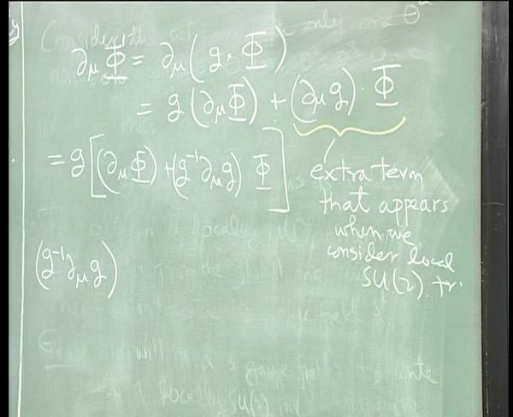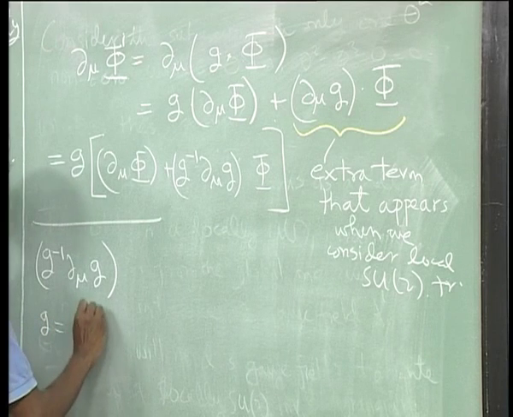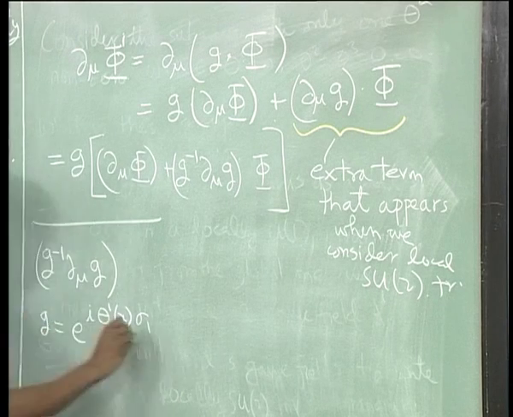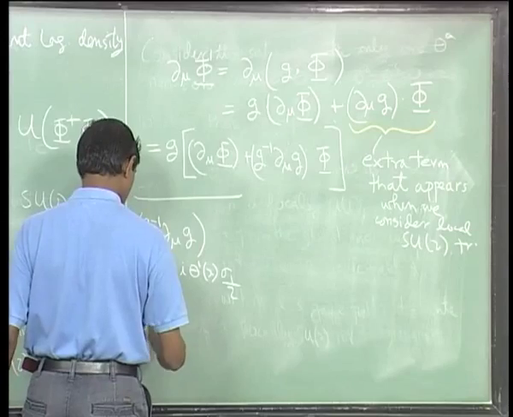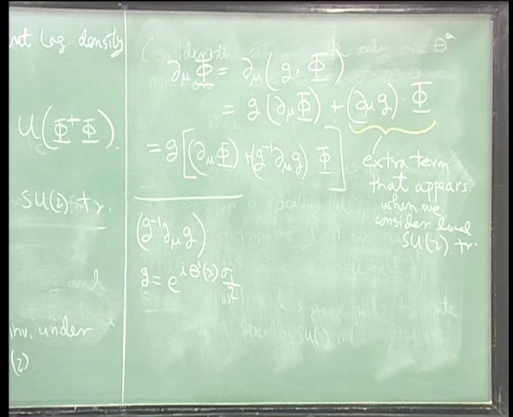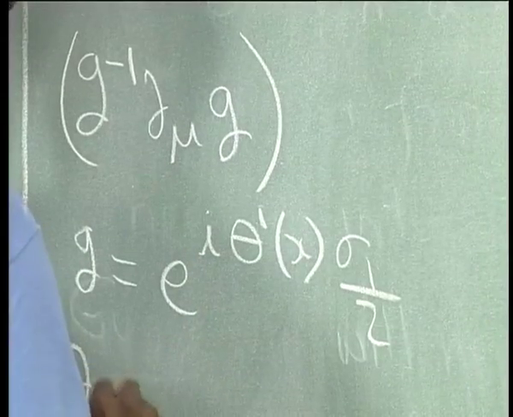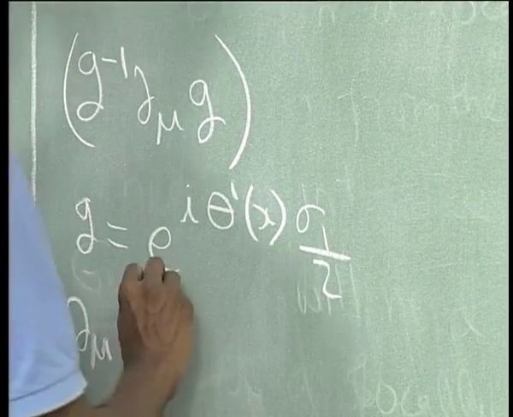Now again we will repeat what we did with the U1, so let us study this, and let us take G to be just e power i theta 1 of x sigma 1 over 2. We take this, and so we need to compute d mu of G. So, let us do that. If you are cavalier about things, we would have thought we would write something like this.